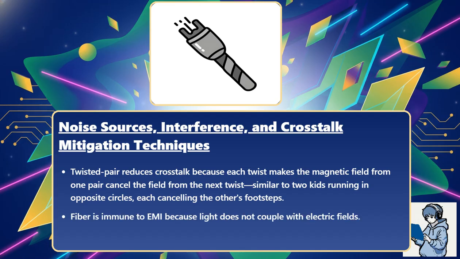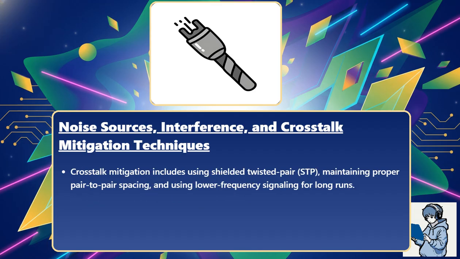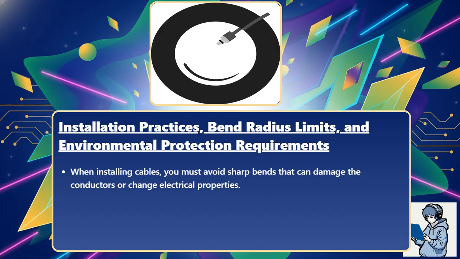Fiber is immune to EMI because light does not couple with electric fields. Crosstalk mitigation includes using shielded twisted pair, STP, maintaining proper pair-to-pair spacing, and using lower frequency signaling for long runs. When installing cables, you must avoid sharp bends that can damage the conductors or change electrical properties.